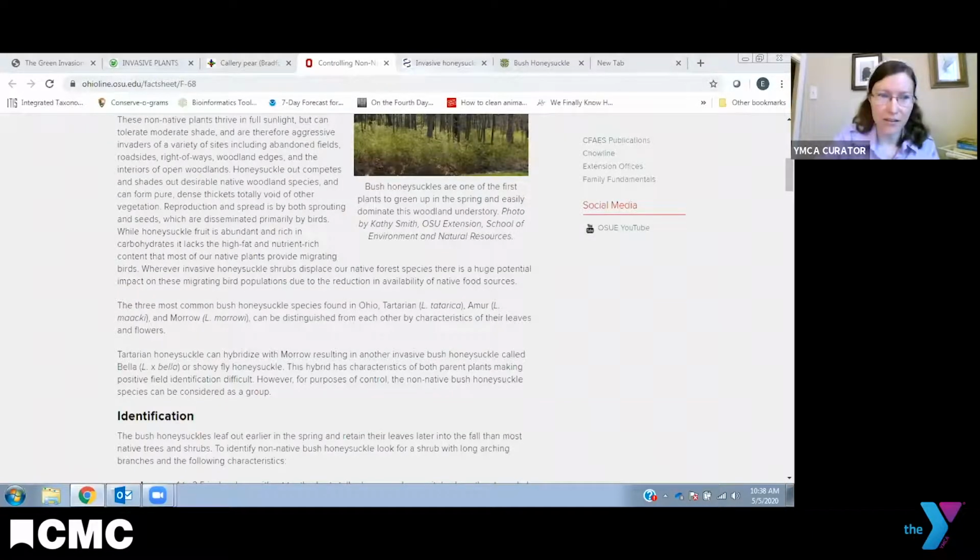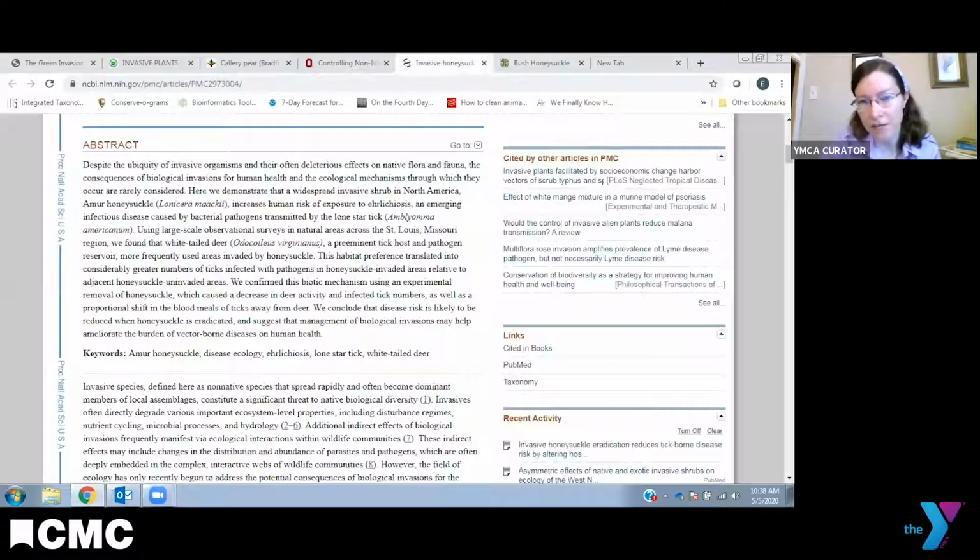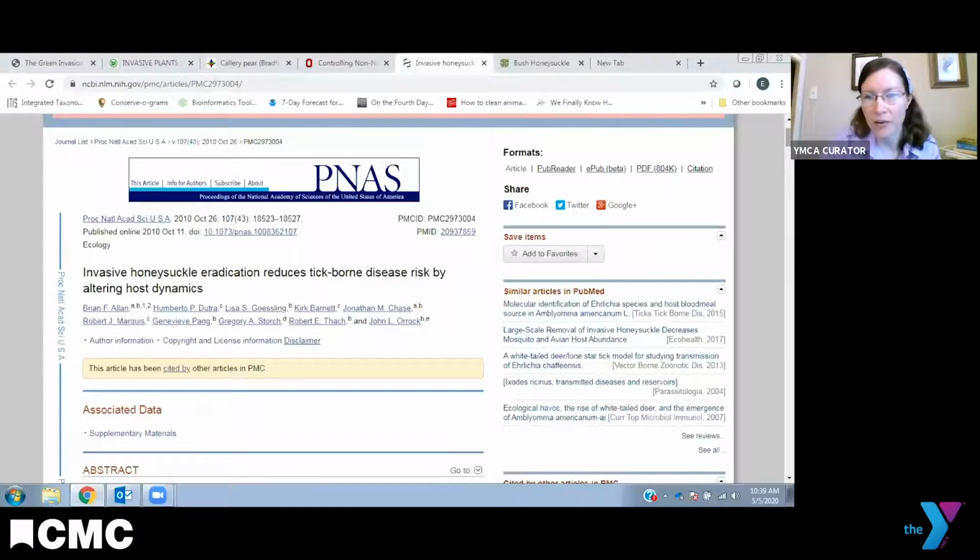This is a recent study, "Invasive honeysuckle eradication reduces tick-borne disease risk by altering host dynamics." So if you have more honeysuckle, you're going to have more Lyme disease transmitting ticks in your area. This is basically what this study showed. This was done in the St. Louis area, which is a pretty similar ecosystem to ours.